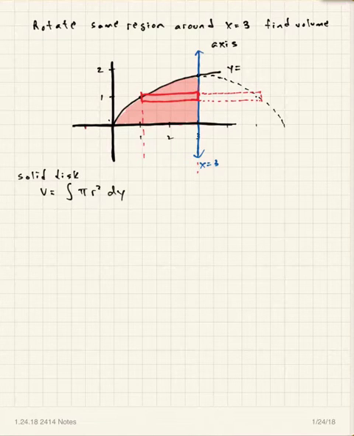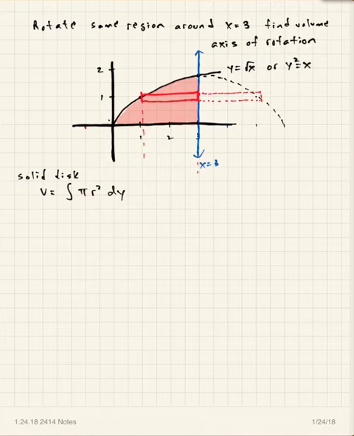So this is y equals the square root of x, or y squared is equal to x. But we're rotating it around the vertical line x equals 3. So that's my axis of rotation. Okay, so that's different.